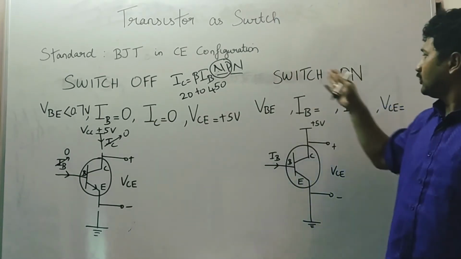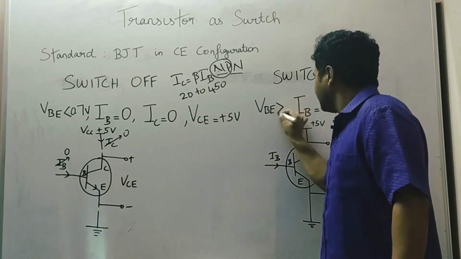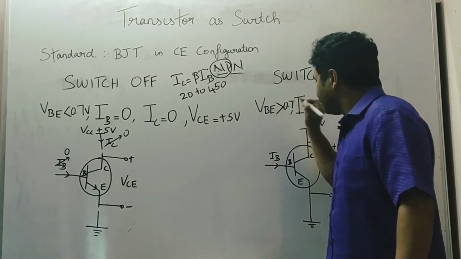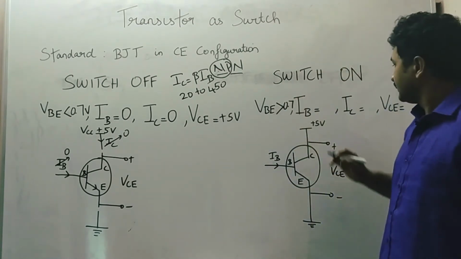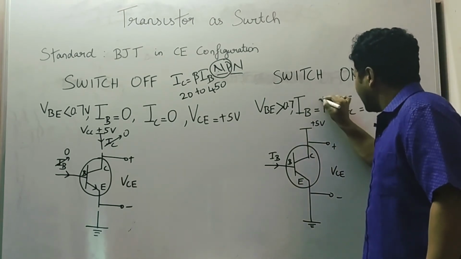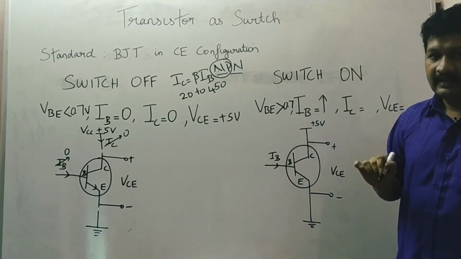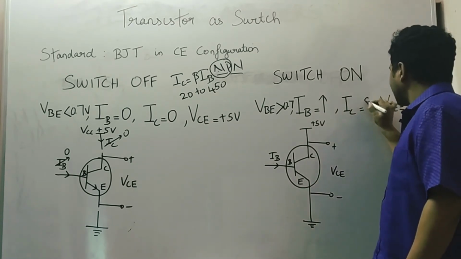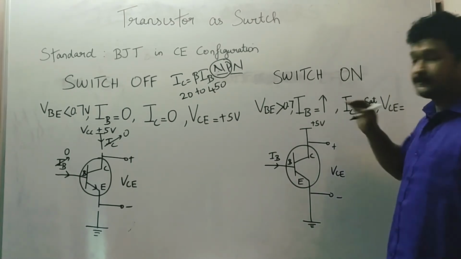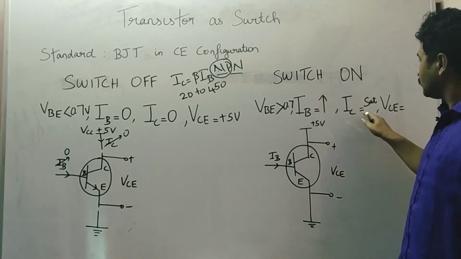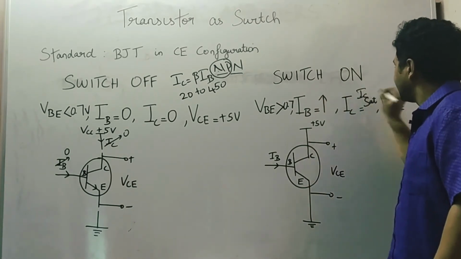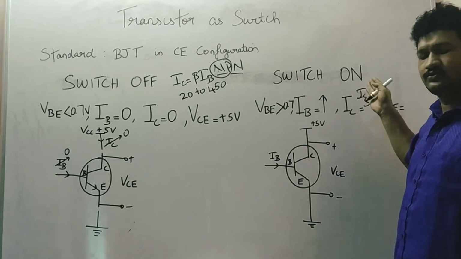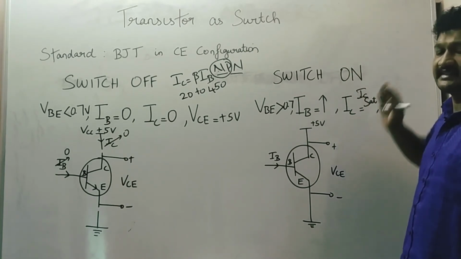So let's move on to the transistor in switch on condition. Let's have VBE greater than 0.7. If VBE is greater than 0.7, IB will rise to maximum, and because of that IC will go to saturation. You have to specially mention that IC goes to saturation, IC saturation. Instead of maximum, you should say saturation, IC saturation.